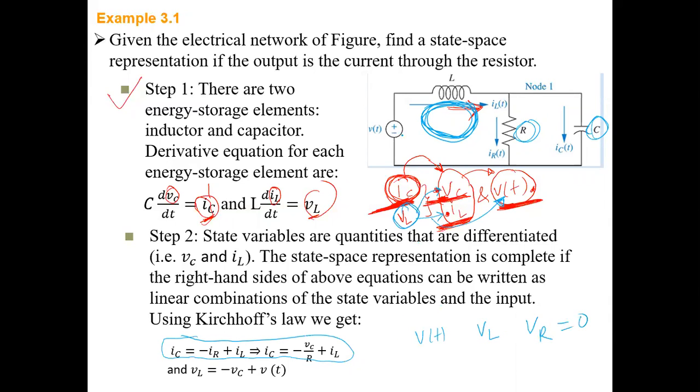So what about the sign? Here to here you go positive. This is positive. And here to here you go down, this is negative. And here to here you go down, it's negative. So what is your VL? VL equals VT minus VR. Does it make sense? Or did I make a mistake?